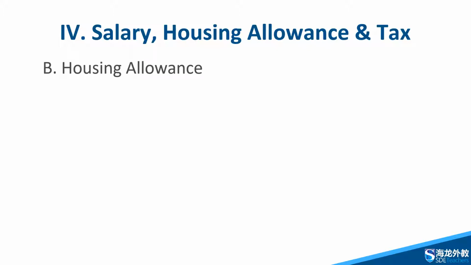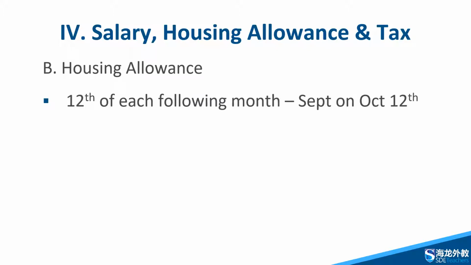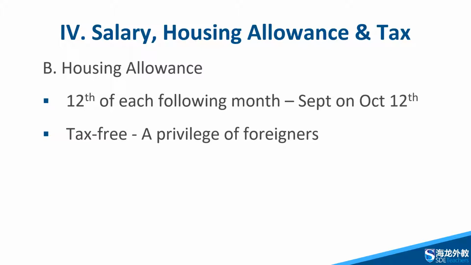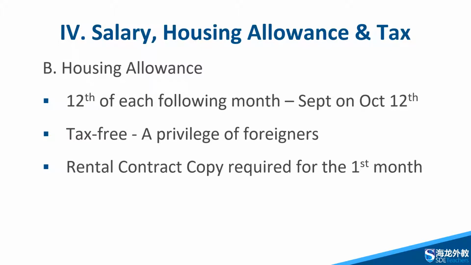Next up is housing allowance, or as we call it sometimes, living allowance. So again, it is paid on the 12th of each month, just like your normal salary. It's in addition to it. This is actually tax-free though. So a privilege that foreigners get while living in China is that their living allowance is completely tax-free.